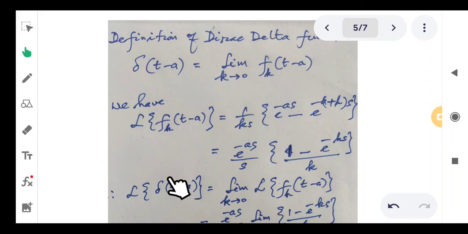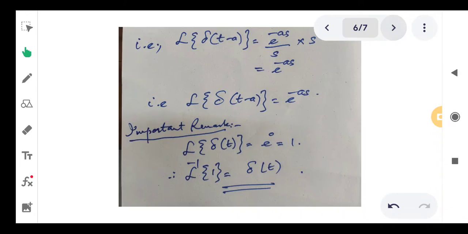So the Laplace transform of the Dirac function is the limit of this Laplace transform of f_k(t − a). The limit of this function when k tends to 0 is e^(−as)/s times the limit of this one. You can see that the limit of this one, using L'Hopital's rule, will be s. Then it is e^(−as)/s times s, which is e^(−as). Therefore, the Laplace transform of Dirac's delta function is e^(−as).